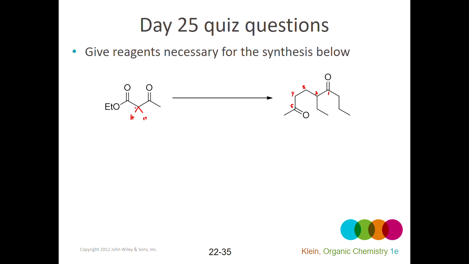I can just add a base and pick one of those off. So the same first step here as we saw in the last one. I'll pick off one of those protons and form an enolate.